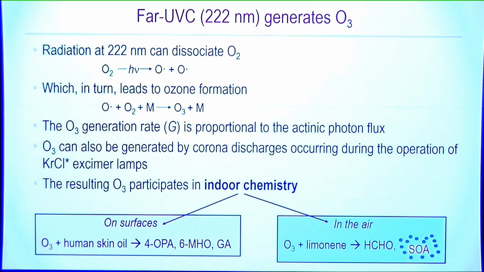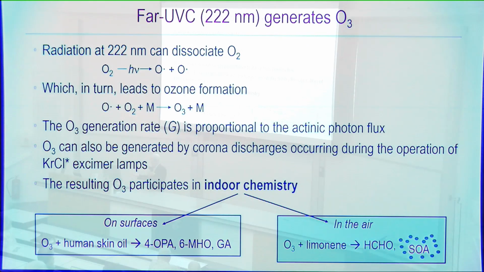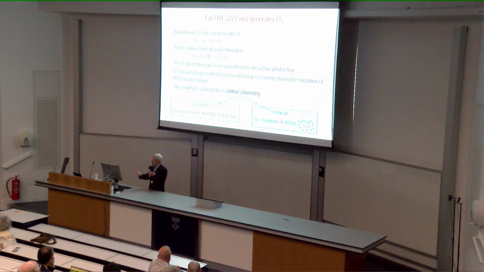You all appreciate that Far-UV generates ozone. The ozone generation rate, we'll call it G in this presentation, is proportional to the actinic flux. Ozone can also be generated by a corona discharge if it occurs with the operation of the lamps. The resulting ozone participates in indoor chemistry, both surface chemistry and gas-based chemistry. In typical indoor environments, the ozone removal process is dominated by surface chemistry, but gas-based chemistry is also important.